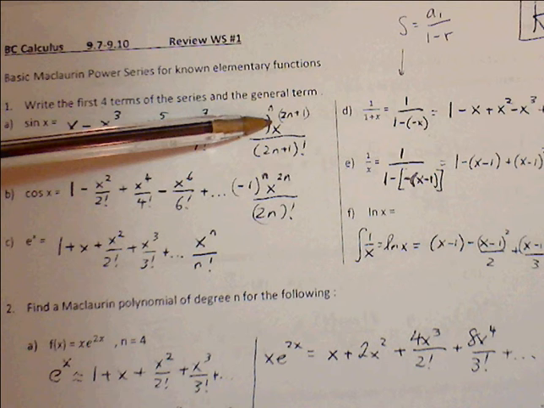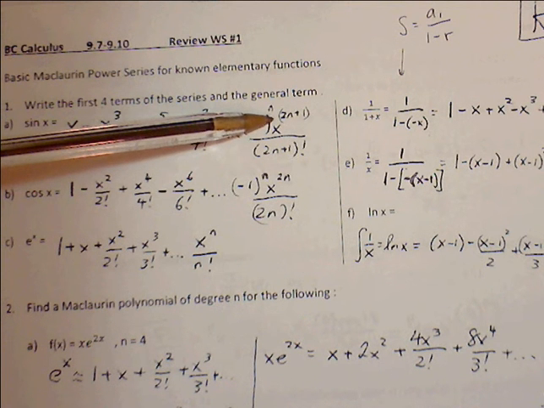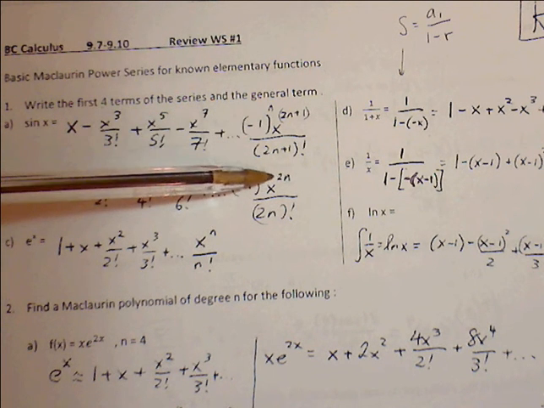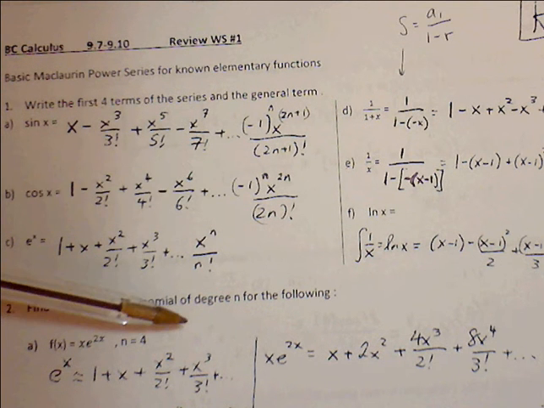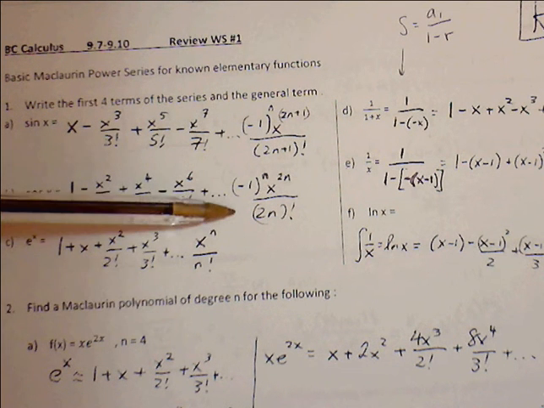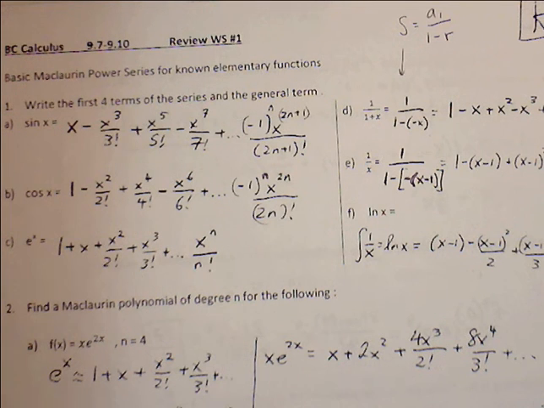So here we want odd numbers, so we use 2n plus 1. Here we want even numbers, so we use 2n. And again, n is incrementing by 1 each time.